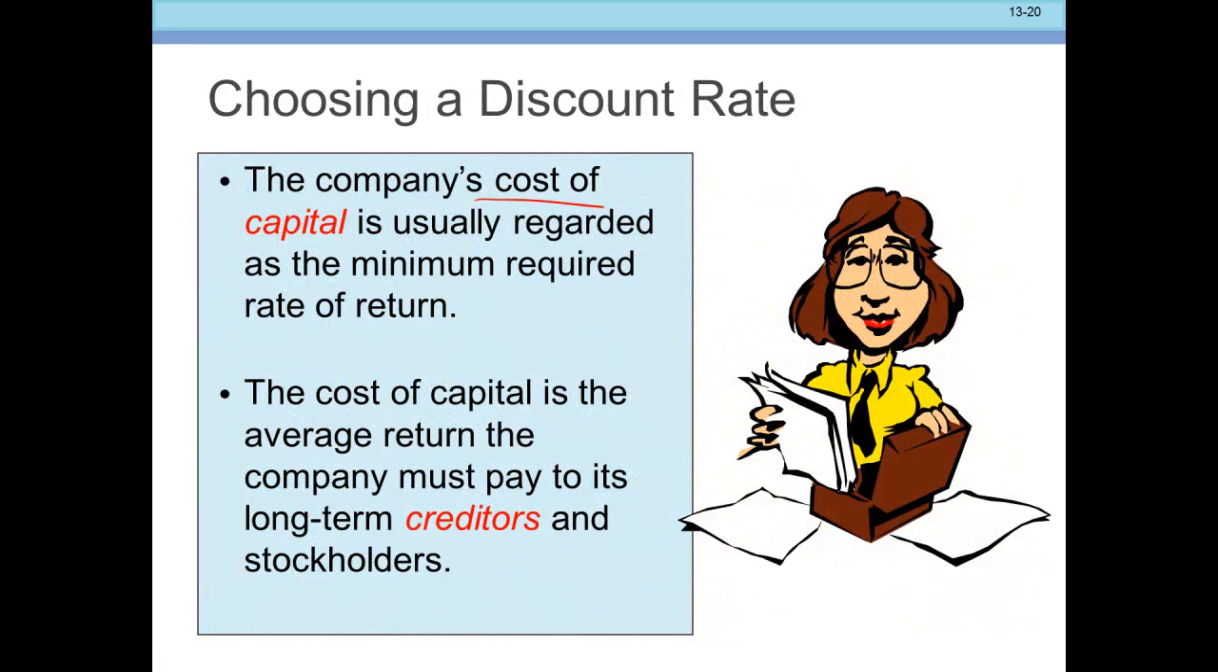A company's cost of capital is usually regarded as the minimum required rate of return. Cost of capital is defined as the average rate of return a company must pay to its long-term creditors and shareholders for the use of their funds. If we want to invest in a new machine, we want to make sure it will have a return greater than our cost to have that cash. Otherwise, it just isn't a very good investment. So the cost of capital serves as a good benchmark for investments to exceed when we're looking at their net present value analysis.